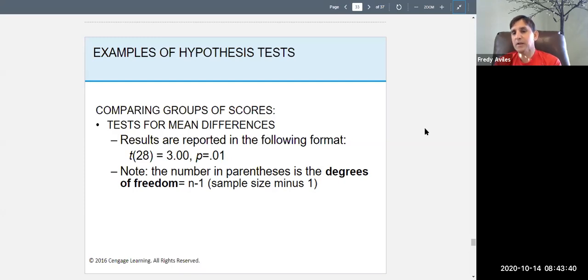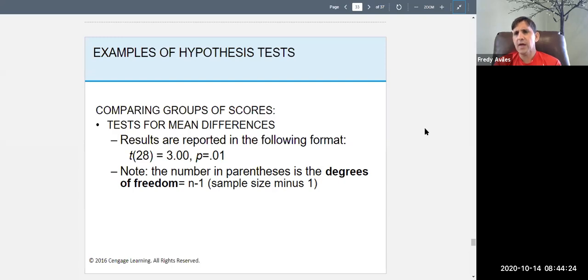Note that the number in the parentheses is what we call the degrees of freedom. The degrees of freedom for a t-test is basically n minus 1, the sample size minus 1. So in other words, this result here was found with a sample of 29 participants. 29 participants were used for this test, so n is 29, minus 1 is 28. So t, and then the degrees of freedom in parentheses equals whatever you got, and then the p-value. That's the way you report it.